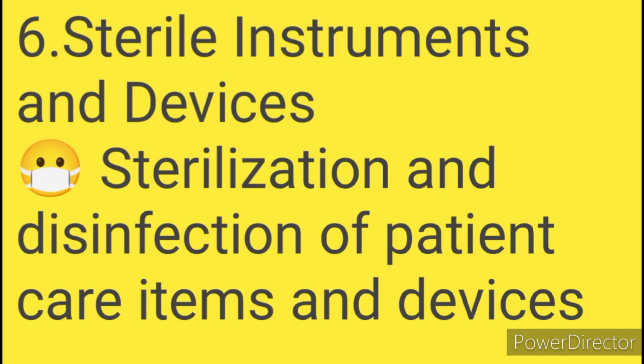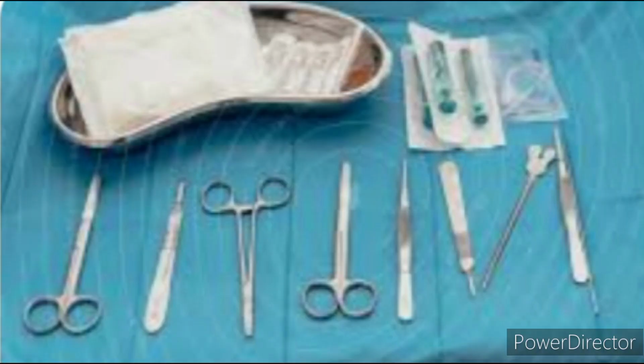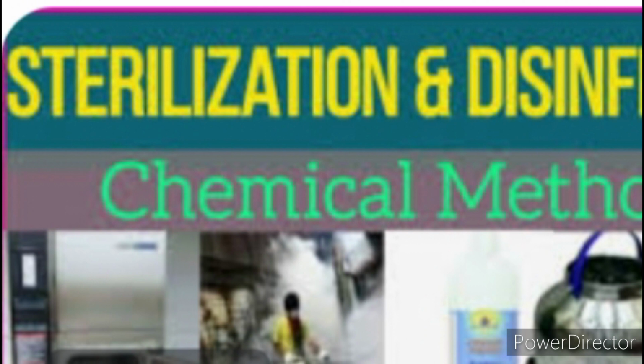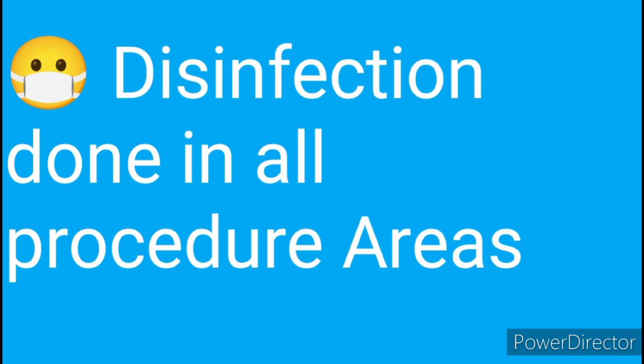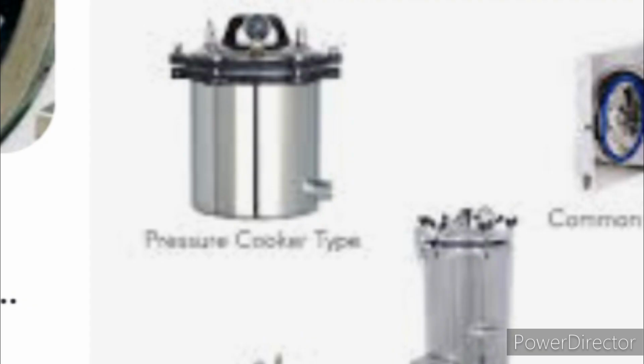Sixth one is sterile instruments and devices. In hospital settings, this means sterilization and disinfection of patient care items and devices. All instruments and devices must be autoclaved before use in procedures. Disinfection is done in all procedure areas. Autoclaving should be at 121 degrees Celsius, 15 pounds pressure, for 30 minutes.